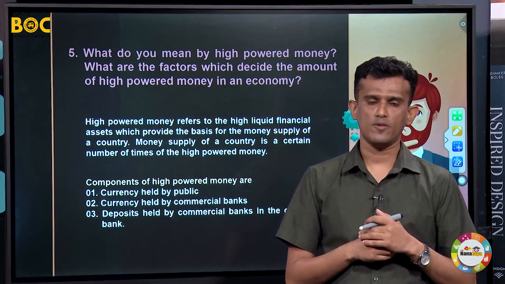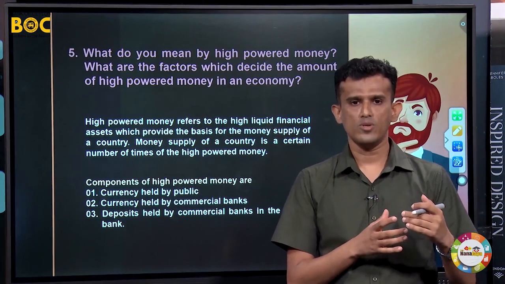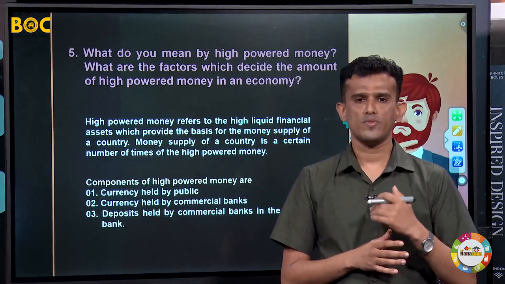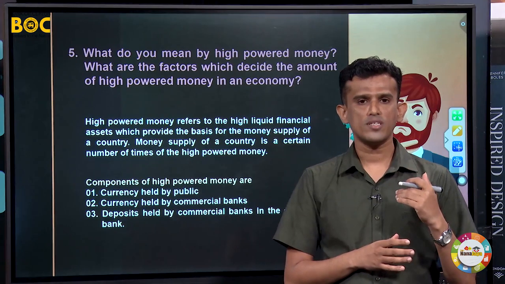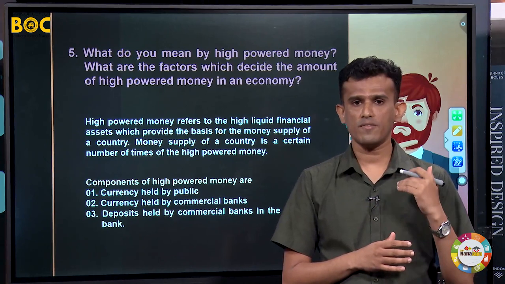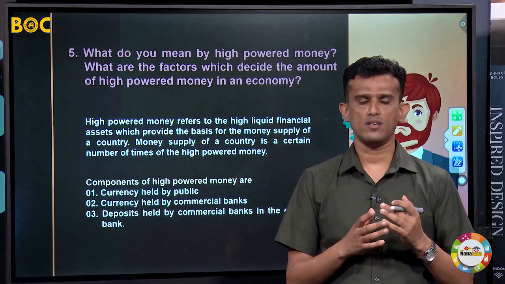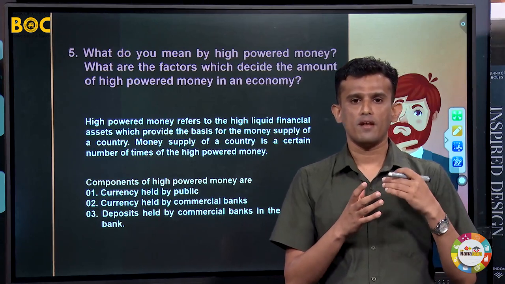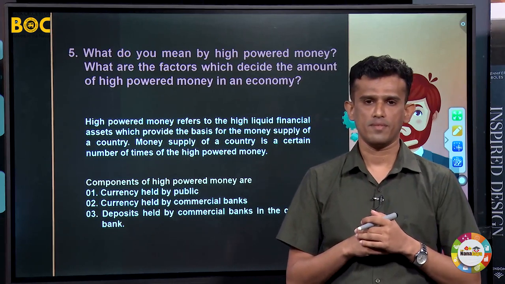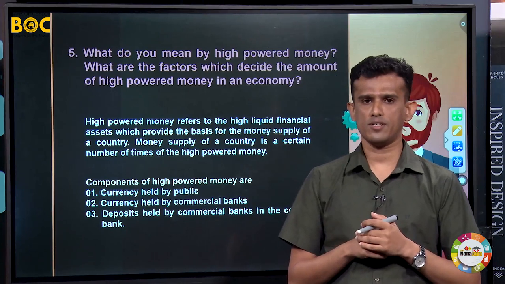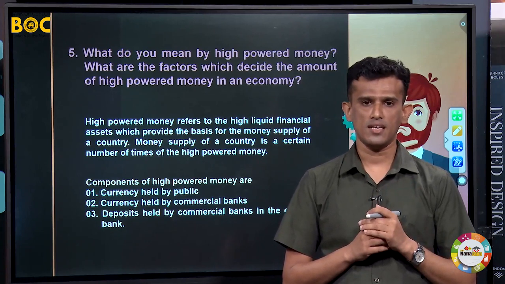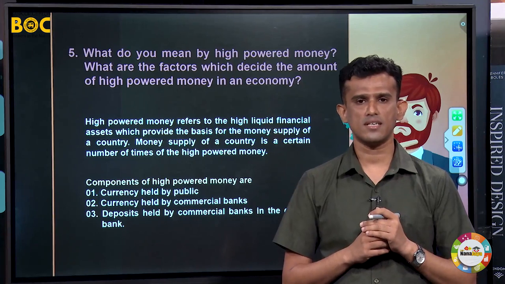Right? So, I already told you that high-powered money is a direct financial liability of the central bank. So, we identify the components of high-powered money based on the liabilities of the central bank, towards whom the central bank is holding the liability. So, we identify three major components of high-powered money: currency held by public, currency held by commercial banks, and then deposits held by commercial banks in the central bank.